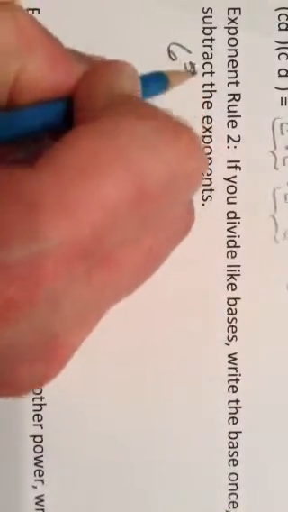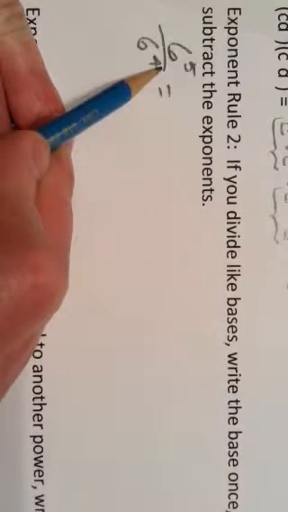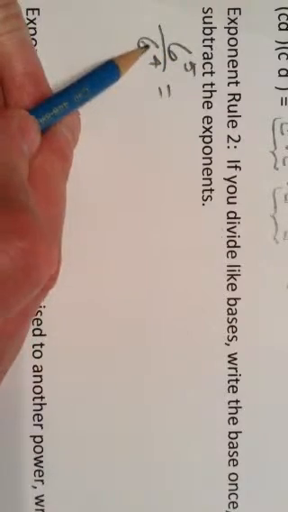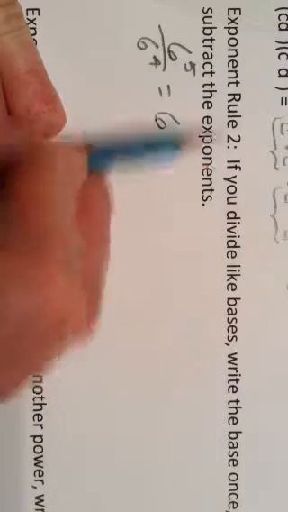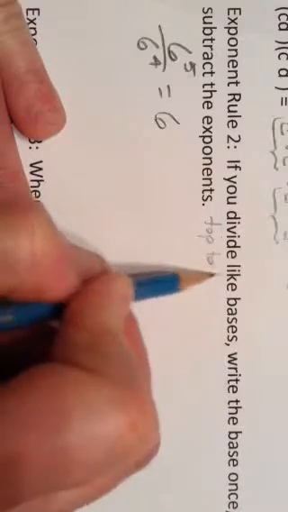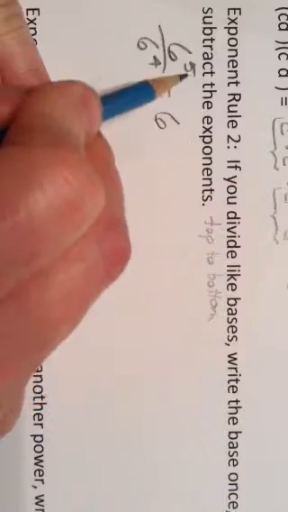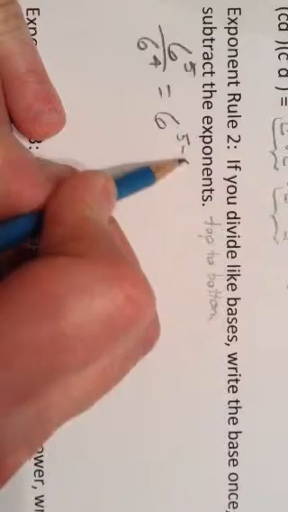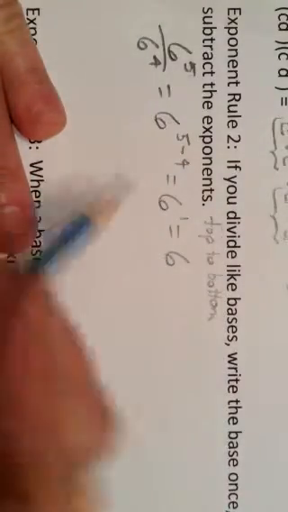We got 6 to the 5th divided by 6 to the 4th. Okay, the fraction bar is your division. So again, if you divide like bases, which we are, we have a like base of 6. We're going to write the base of 6 once, and we're going to subtract the exponents. Now make sure that you subtract your exponents from top to bottom. Okay, it's a bad M, but you will get over it. 5 is my top exponent. I'll subtract the bottom one, and we get 6 to the 1st, which we just know is a single 6.